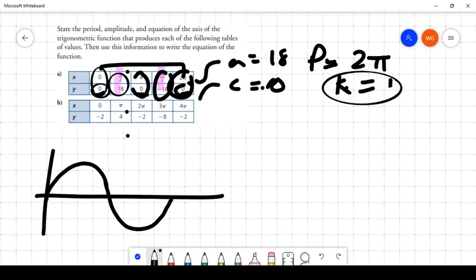If we decided to use a cosine graph to model this situation, well, then we'd have a different scenario, but we'll talk more about that when we get to modeling trig functions. For our purposes though, the answer to this question is just going to be y equals 18 sine x.